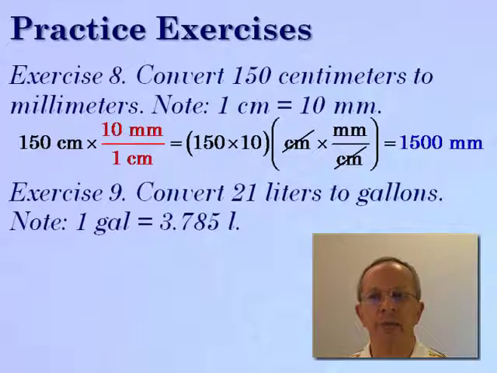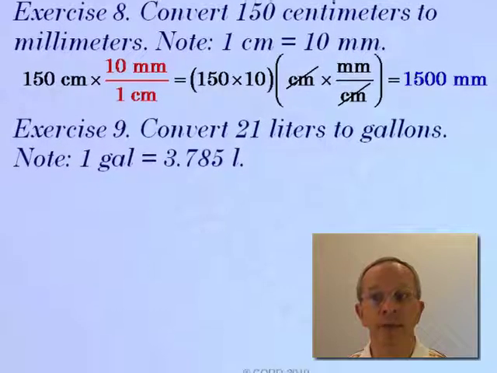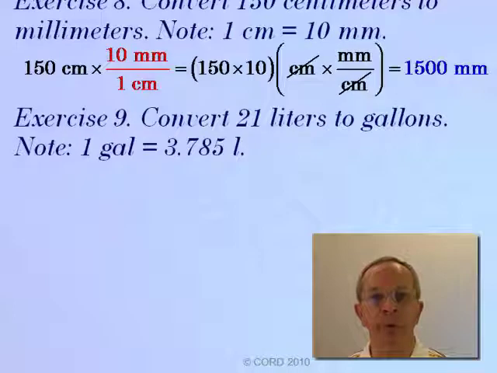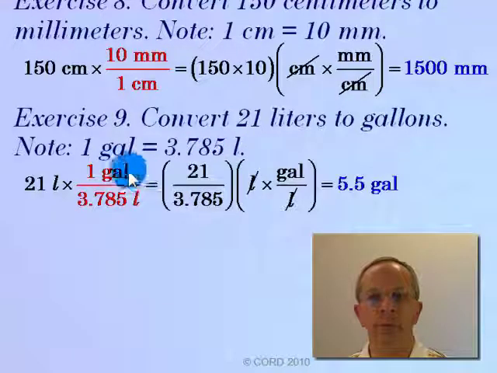Exercise 9 asks you to convert 21 liters to gallons. Again, we'll form a unit ratio using 1 gallon equals 3.785 liters, and we'll have to multiply by a unit ratio. Again, we'll put the desired unit on top, and that will group us the values of 21 divided by 3.785, and the units will group together so that the liters will cancel, leaving us with just gallons, and those values will evaluate out to 5.5 gallons.